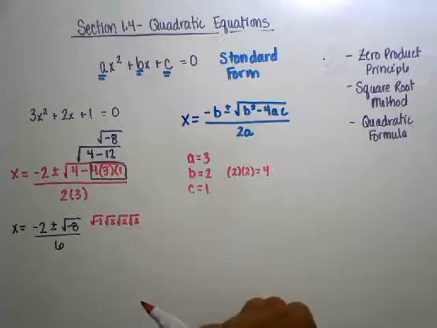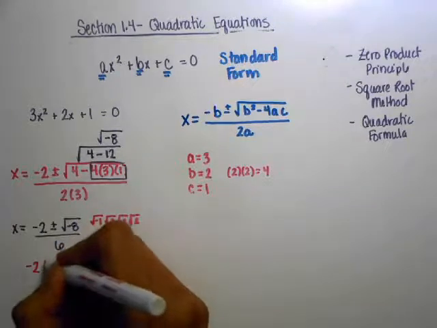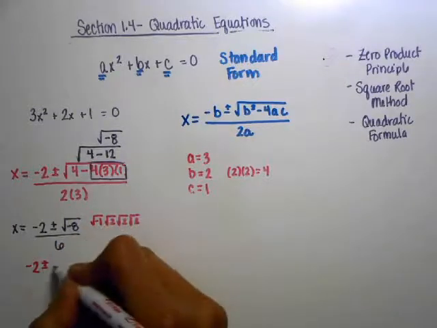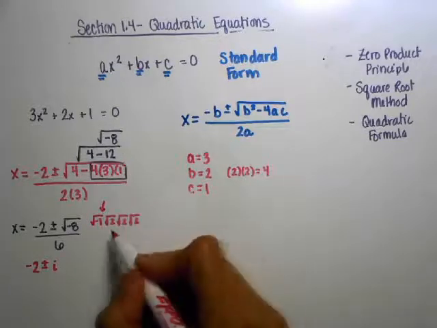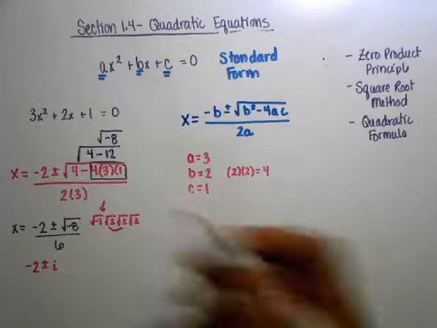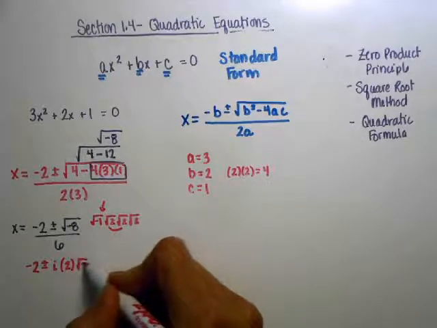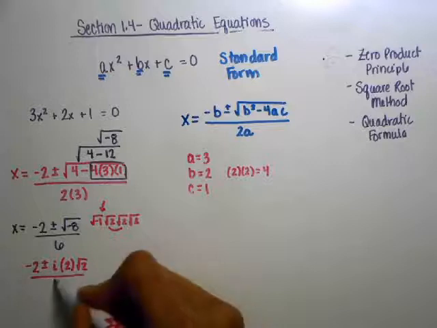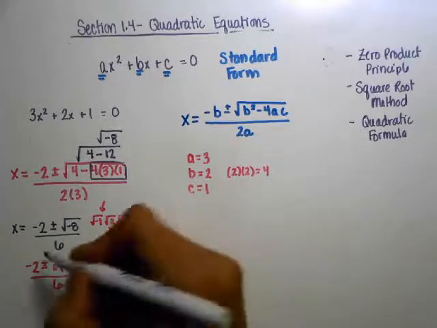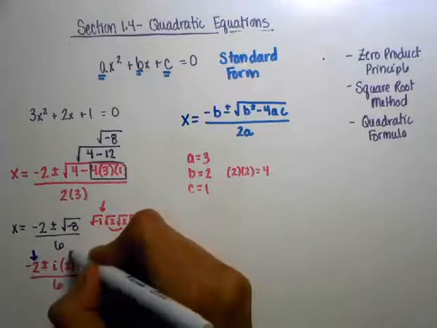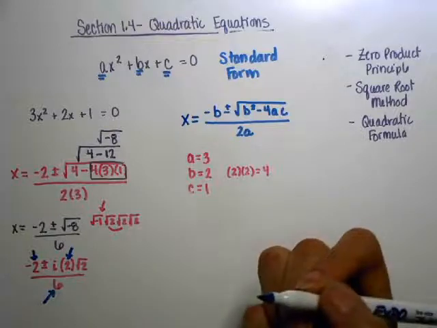So this gives us negative 2 plus or minus i from this part right here. When we combine these two square roots, we just get a 2 and then a square root of 2, all divided by 6. And like in the last assignment, since this is divisible by 2, and this is divisible by 2, and this is divisible by 2, we can take this one step farther.